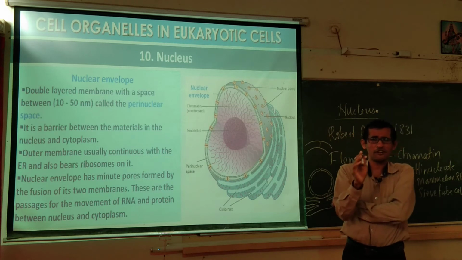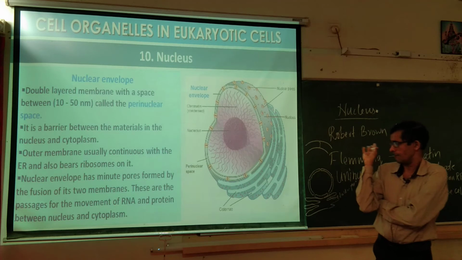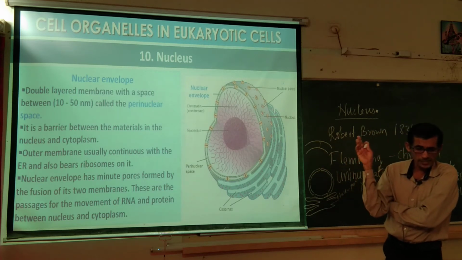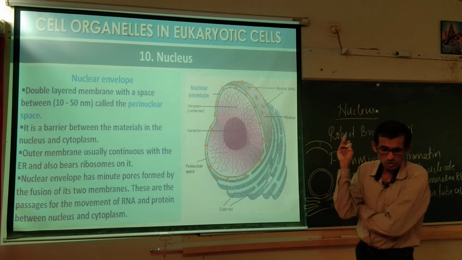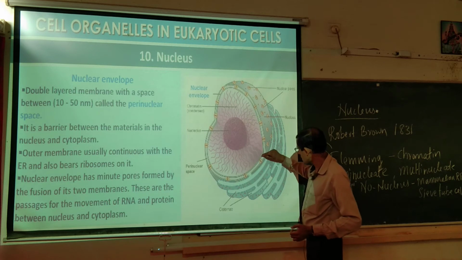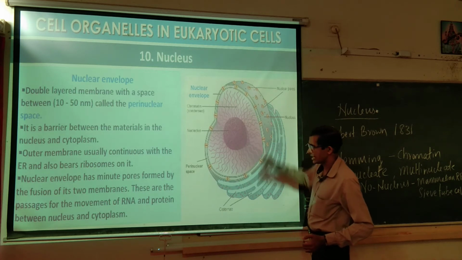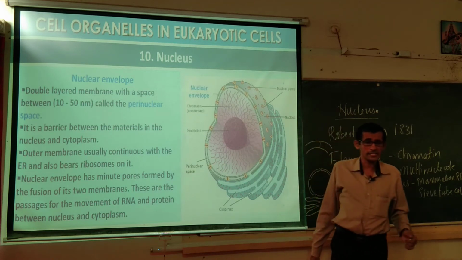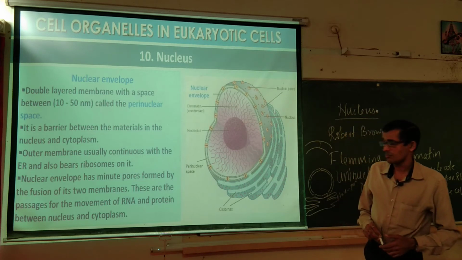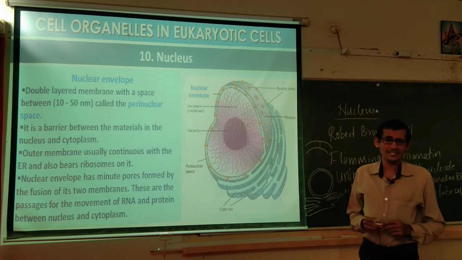So, protein factories are present. So, it is called rough endoplasmic reticulum. Then the nuclear envelope has minute pores formed by the fusion of its two membranes. So, in the side, because of the fusion of the inner membrane and outer membrane, we can observe the formation of the pore. That pore formation is there and it is called nuclear pore. So, these are the passages for the movement of RNA and protein between nucleus and cytoplasm.